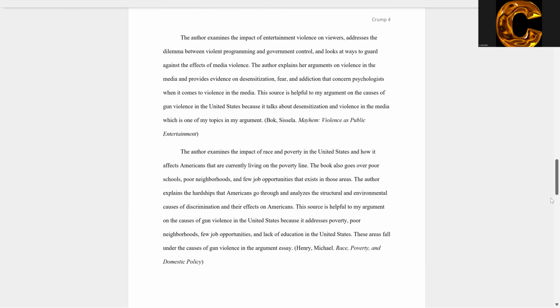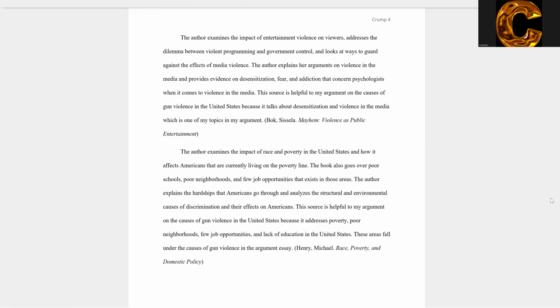The author examines the impact of entertainment violence on viewers, addresses the dilemma between violent programming and government control. This looks at ways to guard against the effects of media violence. The author explains her arguments on violence in the media and provides evidence on desensitization, fear, and addiction that concerns psychologists when it comes to violence in the media. The source is helpful in my argument on causes of gun violence in the United States, because it talks about desensitization and violence in the media, which is one of my topics in the argument.